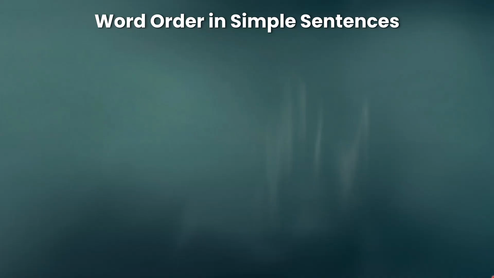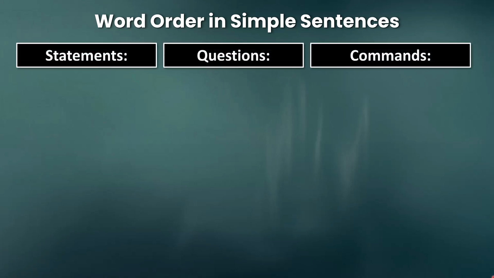So now I want to talk about word order in simple sentences and how that changes based on whether the sentence is affirmative, negative, or interrogative. So far, we have only looked at affirmative sentences. So we're going to talk about word order in statements, questions, and commands. For example, he is clever. Here we have an affirmative sentence, but what happens if we make this negative?